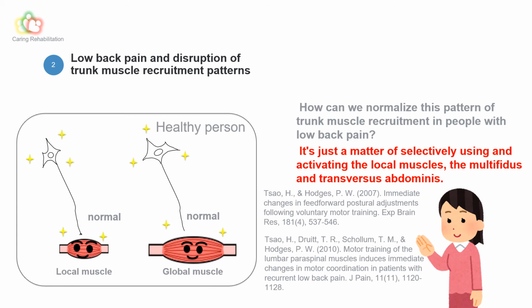If the suppressed local muscles, such as the transversus abdominis and multifidus, are activated, the overactivity of the global muscles will naturally be reduced. Selective activation exercises of local muscles are a useful approach for correcting the trunk muscle recruitment pattern in low back pain patients with LBP.